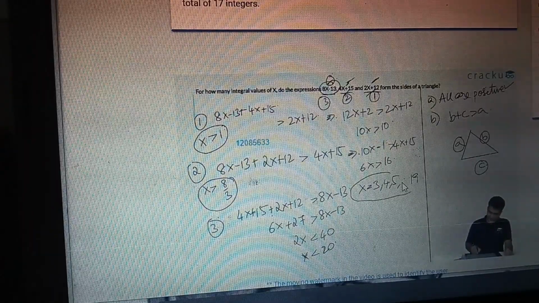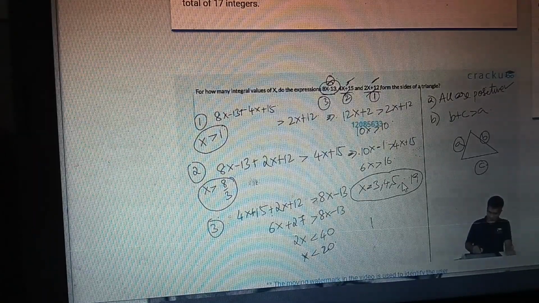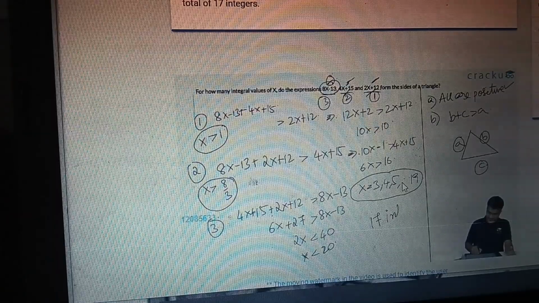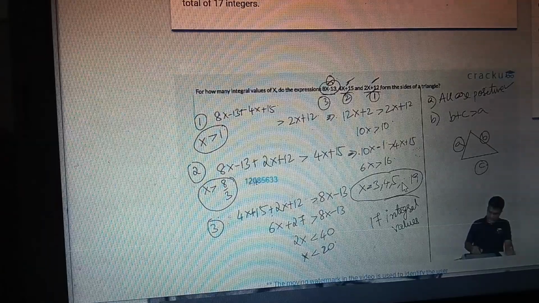So the number of integral values that x can take are from 3 to 19. If you count them up, there will be a total of 17 integral values. So the correct answer is 17.